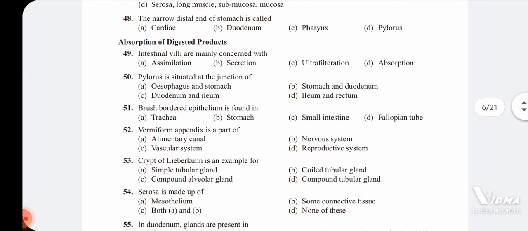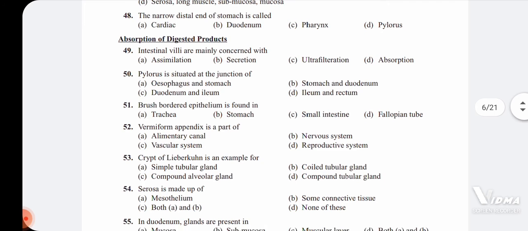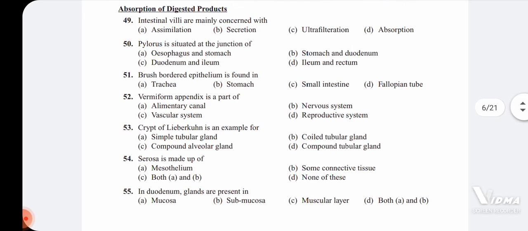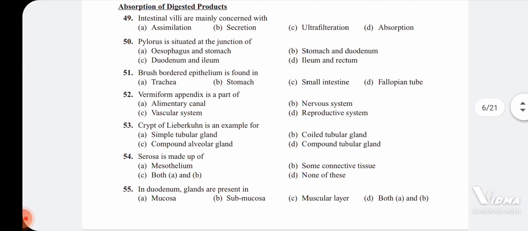48th, the narrow distal end of the stomach is called the pylorus. Next topic is with respect to the absorption of digested food products. 49th, intestinal villi are mainly concerned with the process of absorption.